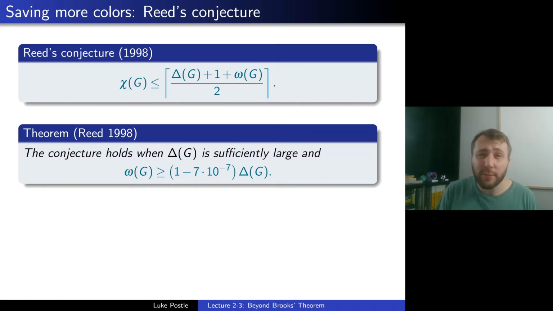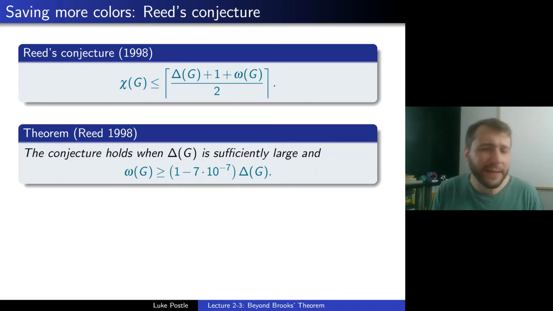So if omega is really, really large, 0.99999 times delta, then it holds, for at least delta being large. So this doesn't give you the boring Kostochka conjecture, but it gives you in spirit all that for any constant. So if you wanted omega to be delta minus some constant, this would cover that at least for large enough delta. And even does it as a proportion, multiplicative instead of additive.